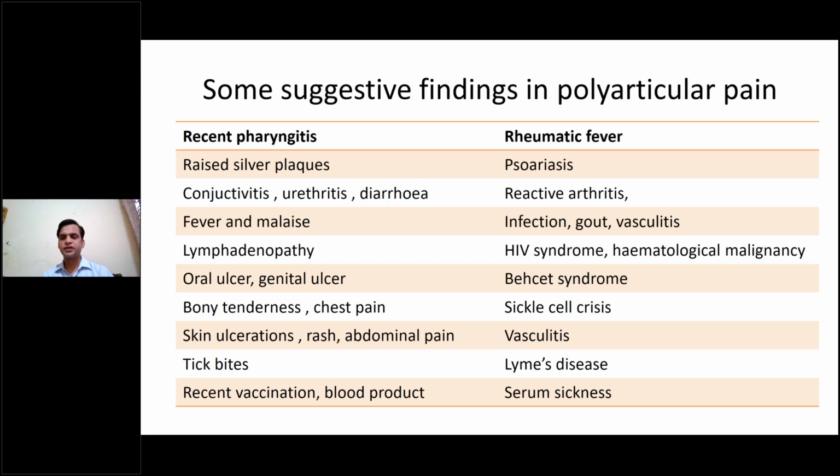Oral ulcers and genital ulcers suggest Behcet syndrome. Bony tenderness and chest pains are seen in sickle cell crisis, not in sickle cell disease, in the sickle cell crisis. Ulcerations suggest vasculitis, tick bites, or Lyme's disease. If the patient has recent vaccination or blood product infusion, it may suggest serum sickness.